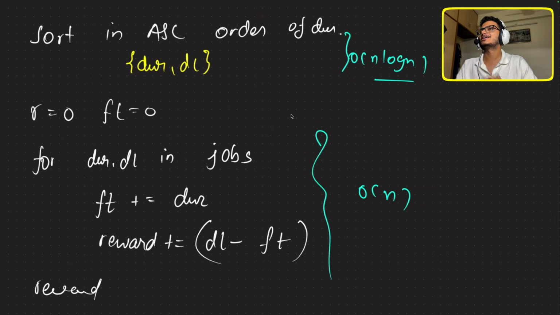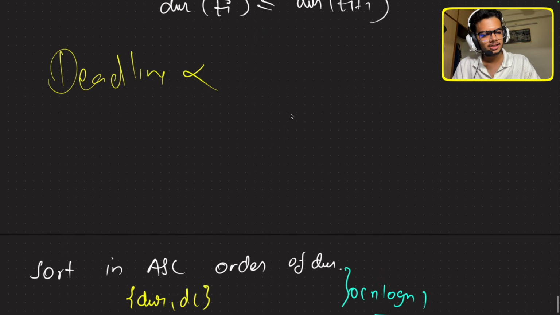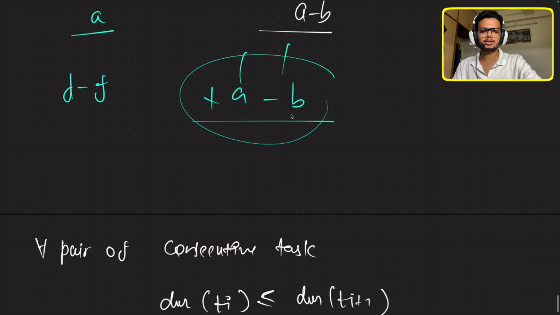Okay, so this is n log n, and then order of n for the loop. The space complexity: we are not using any extra space other than the input, so space complexity should be order of 1.